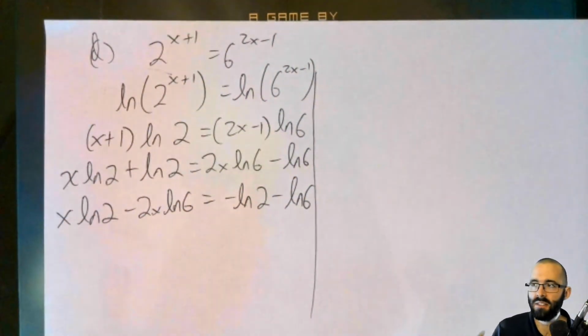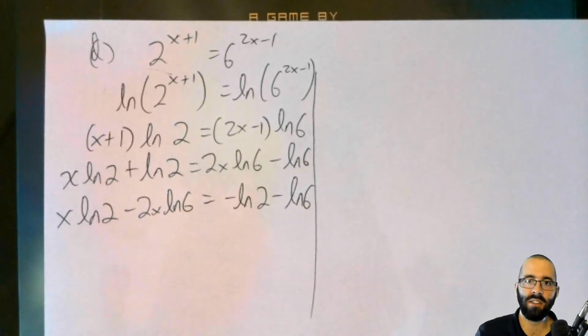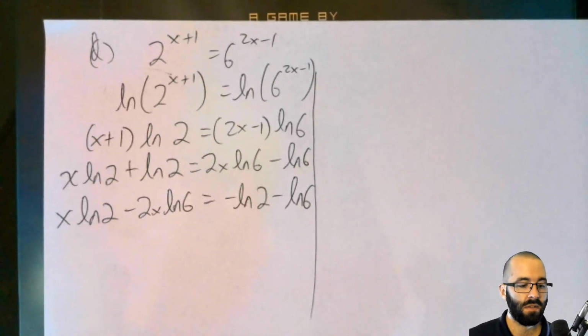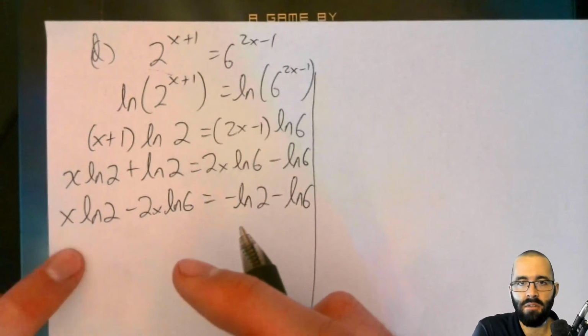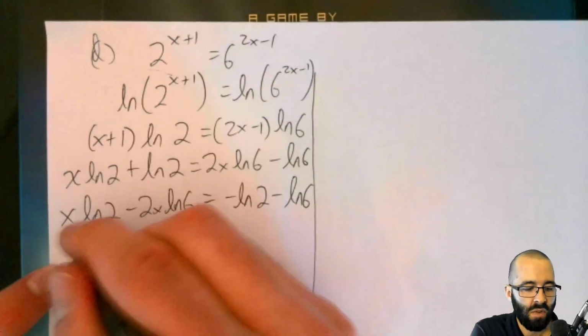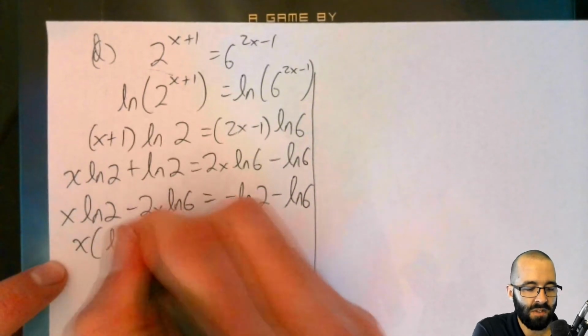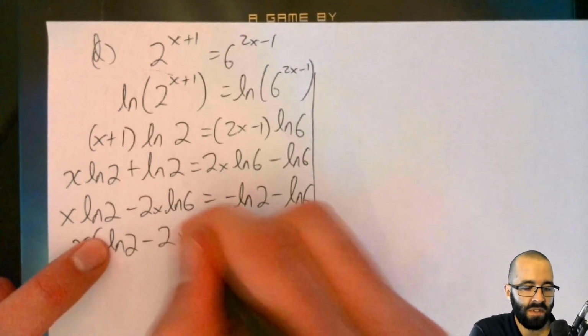So everything with an x is on one side, everything without an x is on the other side. We're very close. To solve for x, we need to factor the x out so we can divide by what's left over. So if we factor out an x, we're left with the natural log of 2 minus 2x.